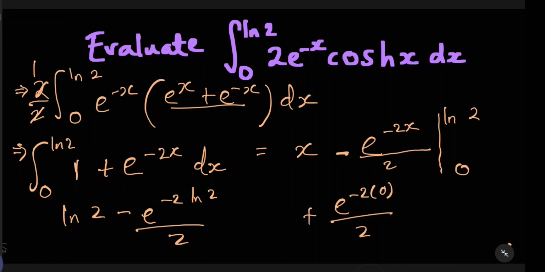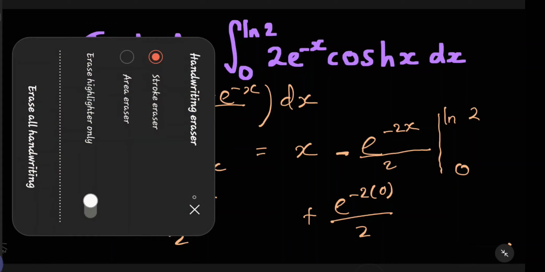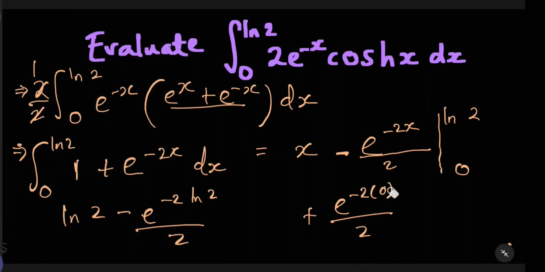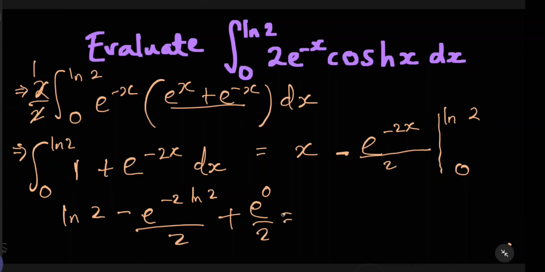Minus 2 times 0 is 0. Anything raised to power 0 is 1. So let's quickly rewrite this. This is 0, and anything raised to power 0 is 1. So it means this whole expression would be 1 over 2 plus.